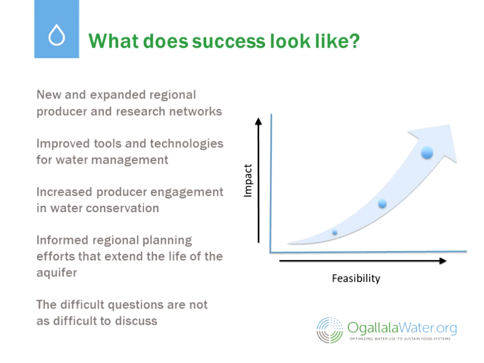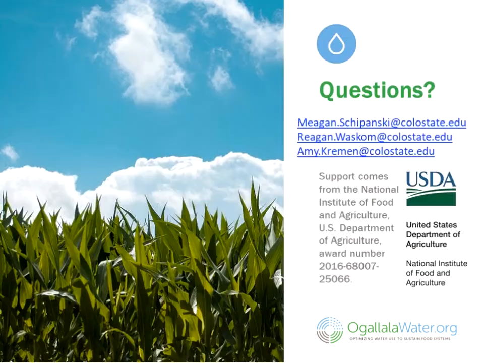So at the end of the day, some of the hopes from this project are that we've developed new and expanded producer and research networks, improved tech tools and technologies for water management, as well as increased producer engagement and water conservation across the region, and then informing regional planning efforts through decision support tools or just through listening sessions and conversations, whether it's going in, we've talked about our project to dairy farmers or young farmers associations, just beginning to start asking some of these difficult questions so that hopefully they're not as difficult to discuss and communities can be forward-thinking about declining groundwater levels and how we can extend the life of that shared groundwater resource moving forward.